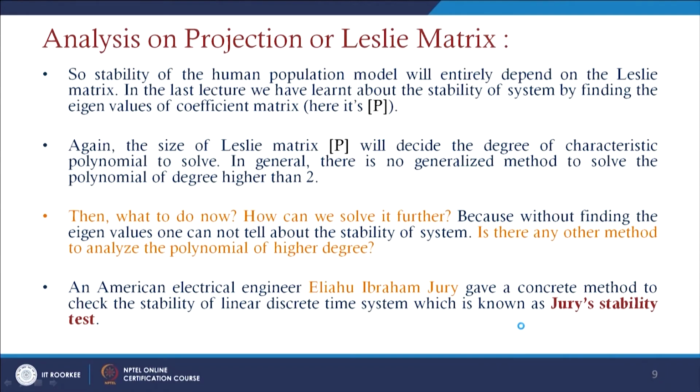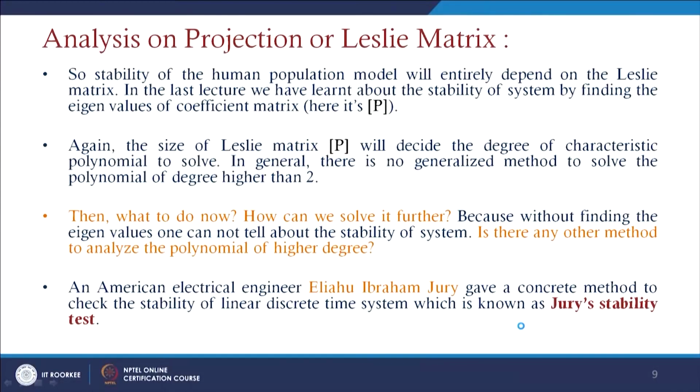In the last lecture we learnt about the stability of the system by finding the eigenvalues of a coefficient matrix, by setting the determinant of A minus lambda I equal to 0. If at least one of the lambda i is greater than 1, then the system is unstable, and if all the lambda i's are less than 1, then we say the system is stable there. And if at least one of the lambda i is 1 and the rest are less than 1, then we say the system is asymptotically stable there.